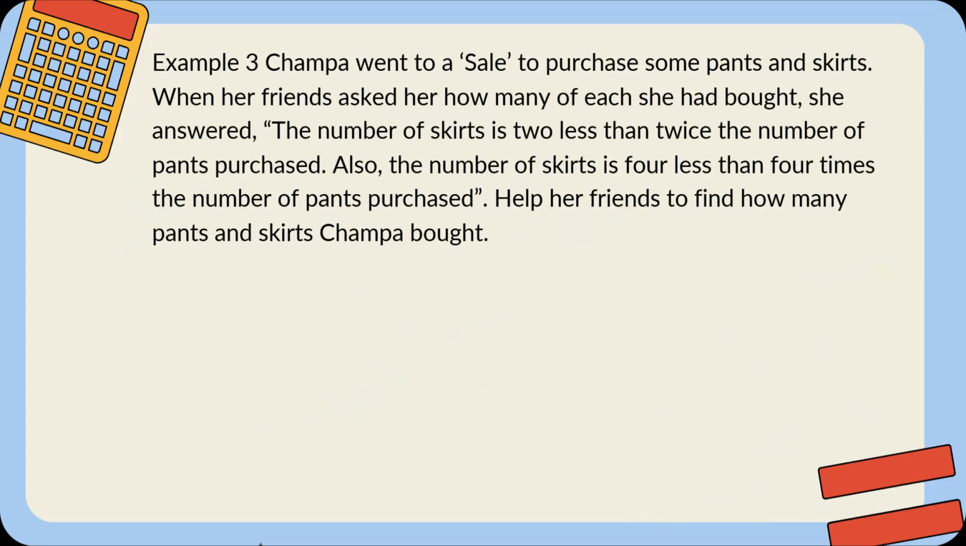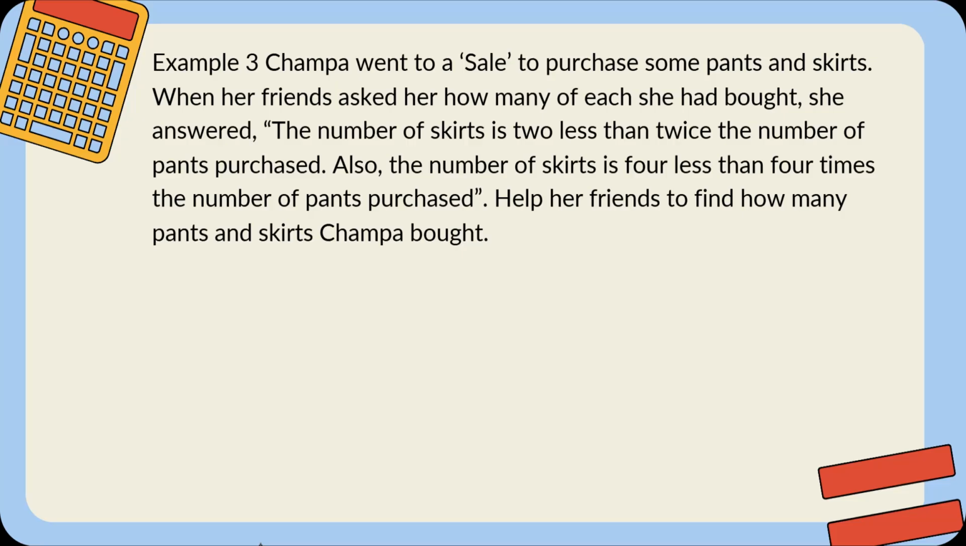Chamba went to a sale to purchase some pants and skirts. Her friends asked her how many each she had bought. She answered, the number of skirts is 2 less than twice the number of pants she purchased. Also, the number of skirts is 4 less than 4 times the number of pants purchased. Help her friends to find how many pants and skirts Chamba bought.